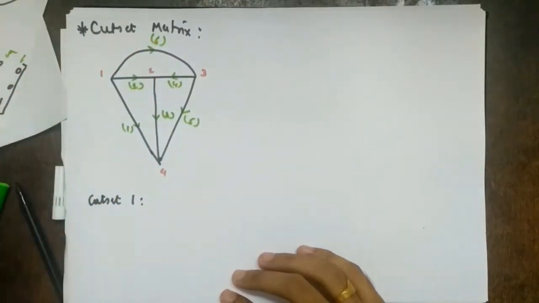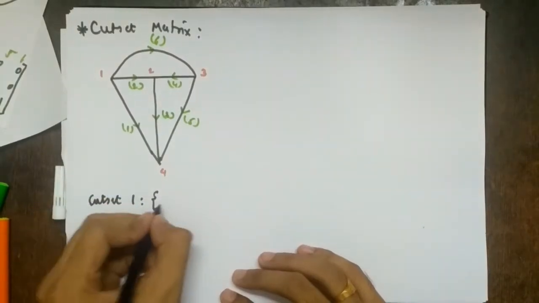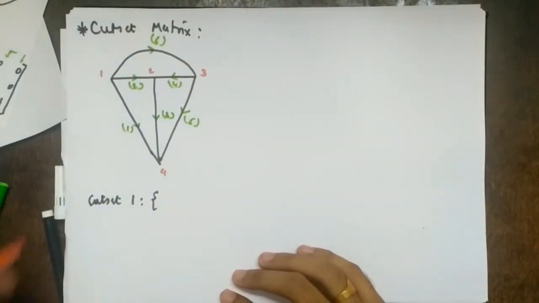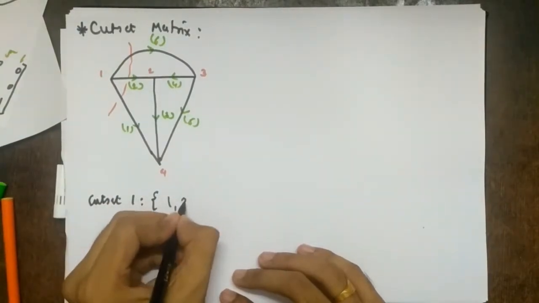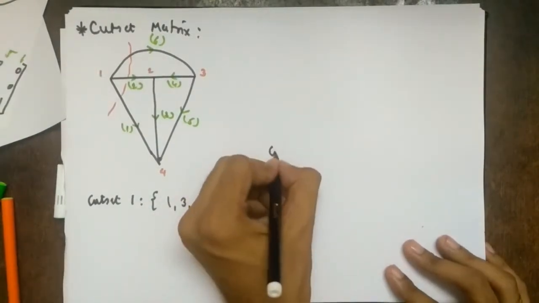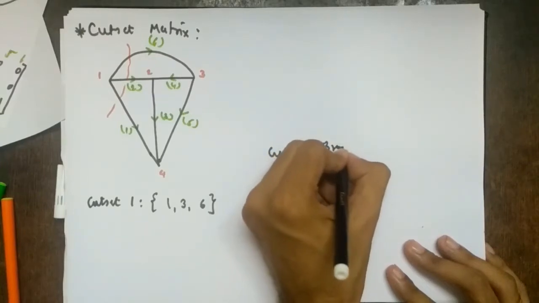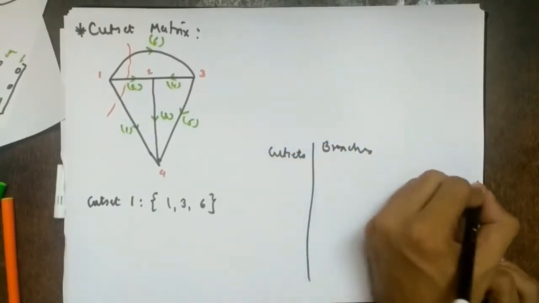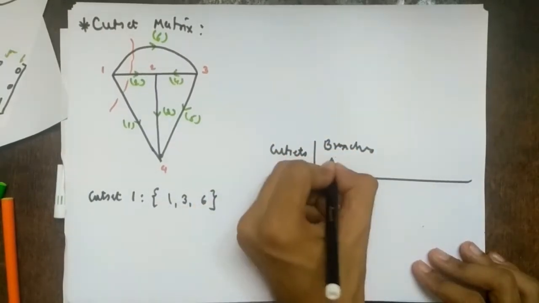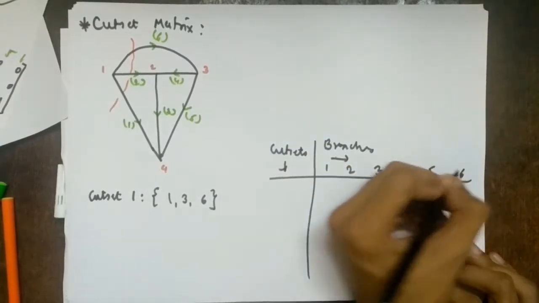So there are 3 cases of cut set 1. Any one you can take, so accordingly your answers will differ, right? I am taking this part. I am taking it in this way. This is my 1, 3, 6, right? Correspondingly in this case I'll write the matrix. So these are my cut sets and I have branches. How many branches are there again? There are 6 branches. So 1, 2, 3, 4, 5, 6.